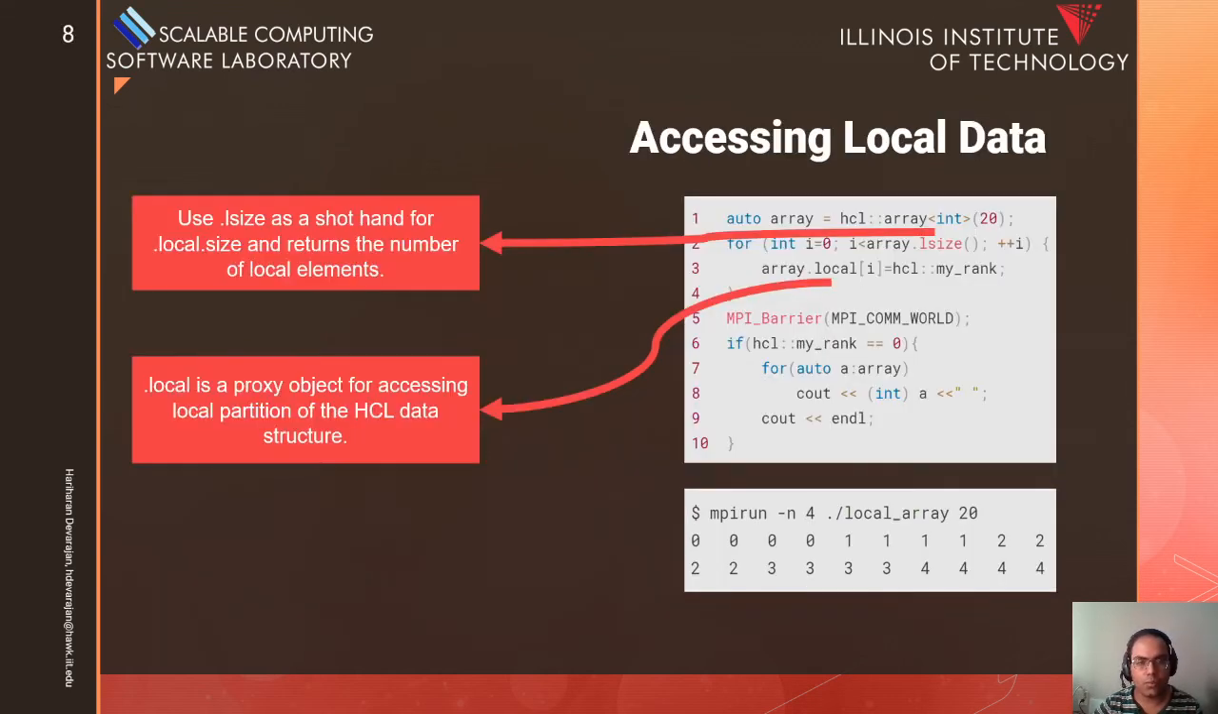Another example is when we want to access and mutate local data partitions. In this example, we use an array which is distributed among 4 processes. We can get the size of the local partition using lsize, which is a shorthand for local.size function. Additionally, we can refer to the local object which acts as a proxy to the local partition operations and updates the value at specific indexes. This showcases how we have full access to the local partitions and can perform optimizations based on where we are accessing the data.